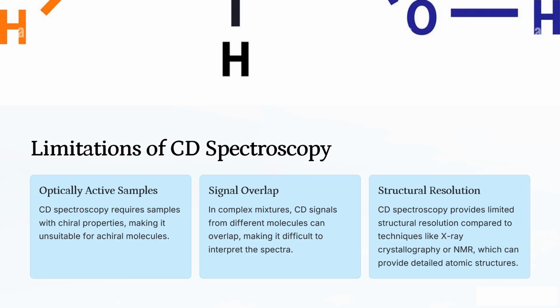Third one is structural resolution. CD spectroscopy provides limited structural resolution compared to techniques like X-ray crystallography or NMR, which can provide detailed atomic structures. CD spectroscopy is used to differentiate molecules on the basis of their chirality, and thus we cannot get a very detailed atom-by-atom structure of the molecules involved.